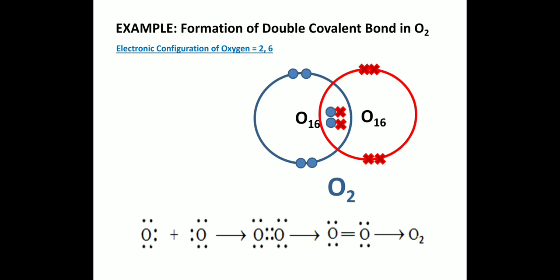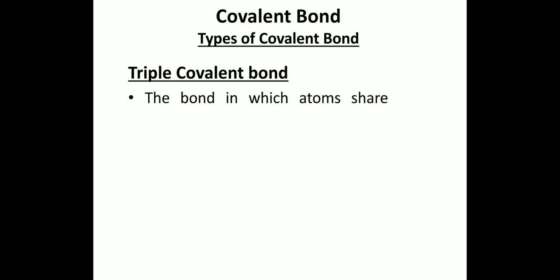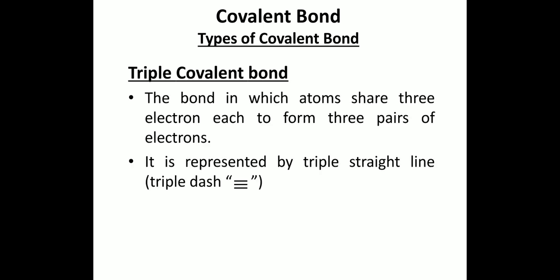In an equation, each oxygen atom has 6 electrons in its valence shell. They mutually share 2 electrons with each other. The localized pairs of electrons lie between the two oxygen atoms, and two lines show the double bond in the oxygen molecule. Now the triple covalent bond.